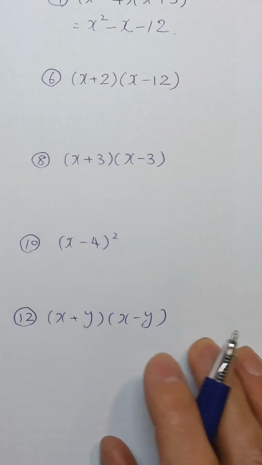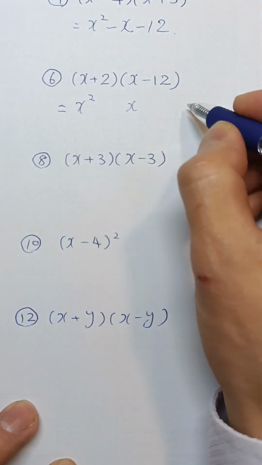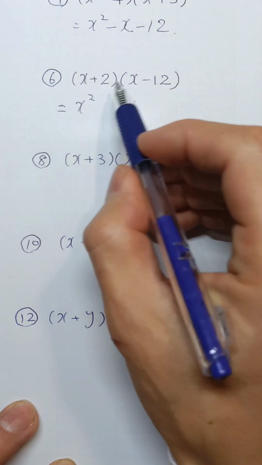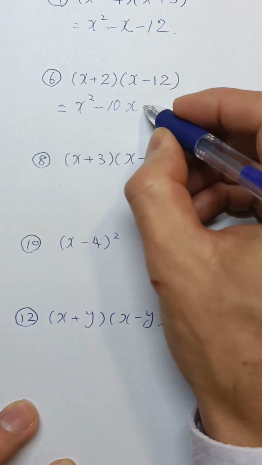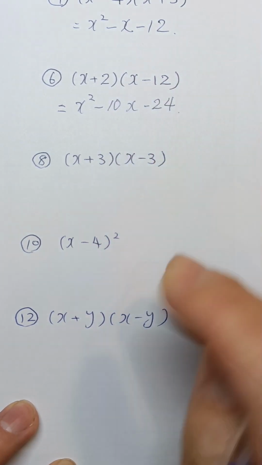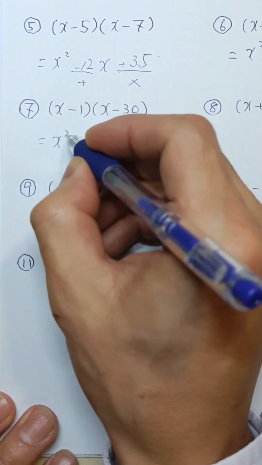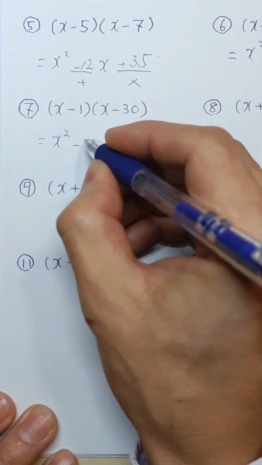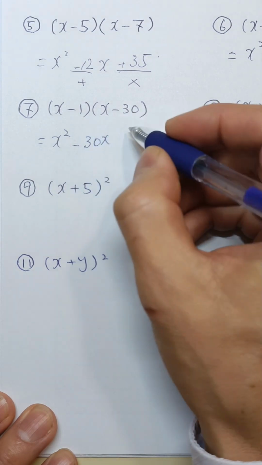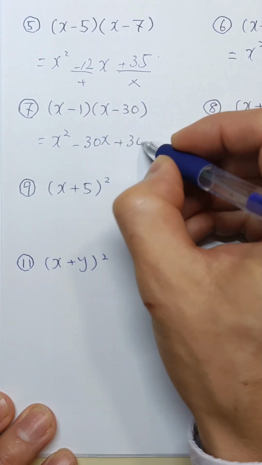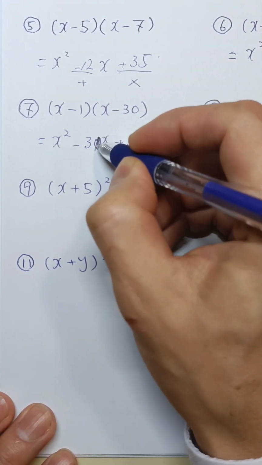Okay, next one. x squared and something x plus something. If you add these two numbers, negative 10, multiplying these numbers, negative 24. Next, x squared, add two numbers, negative 30, x, multiplying those numbers, negative times negative is positive 30. Oops, 31, isn't it? Sorry, 31x.